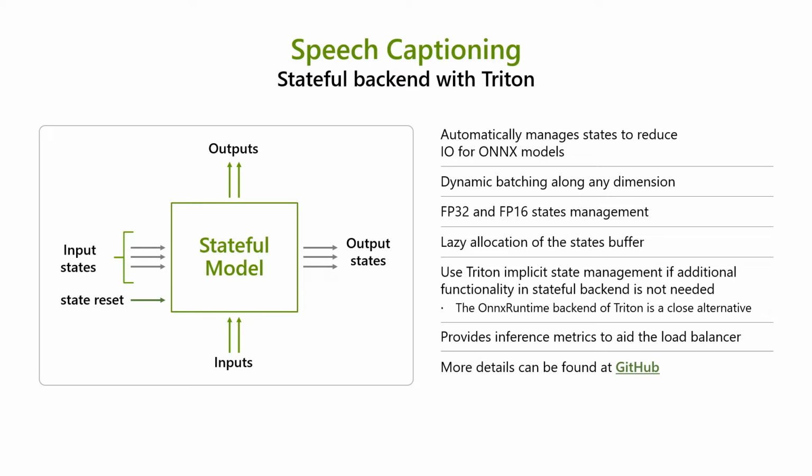Some of those features are, for example, dynamic batching along any dimension of the inputs, FP32 versus FP16 states management, lazy allocation of the states buffer, etc. If these extra features are not needed by your use case, then you can still use the ONNX Runtime backend of Triton, which is a close alternative because of the recently added Triton implicit state management. And you can find more details on the GitHub page because this stateful backend can be found on the public GitHub.